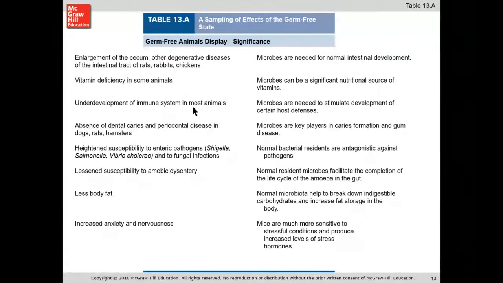Underdevelopment of an immune system in most animals that are germ-free, because microbes are needed to stimulate the development of your immune system. So without anything to fight, your immune system stays immature.